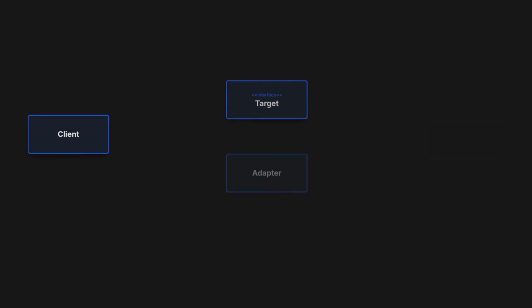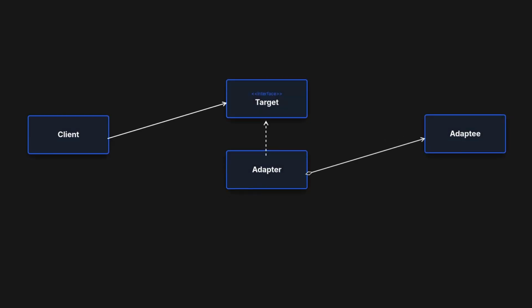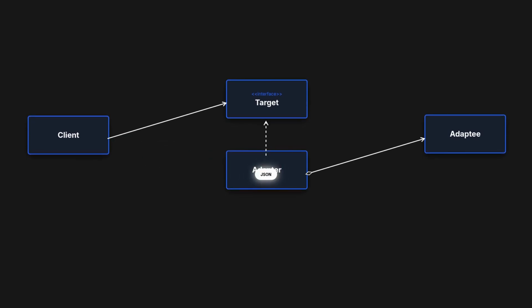To wrap up, the adapter pattern consists of the client, the target interface, the adapter itself, and the adaptee, the incompatible class we're wrapping. Together, they form a robust solution for interface mismatch, ensuring your software remains modular, extensible, and clean. That's the adapter pattern in a nutshell. It's a simple concept that solves a massive variety of real-world integration headaches. I hope this helps you keep your interfaces clean.